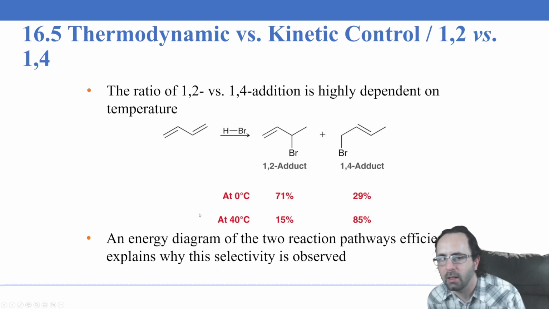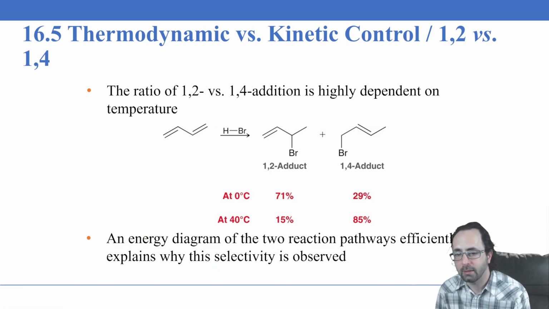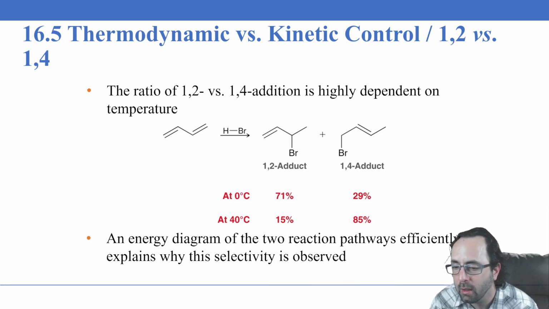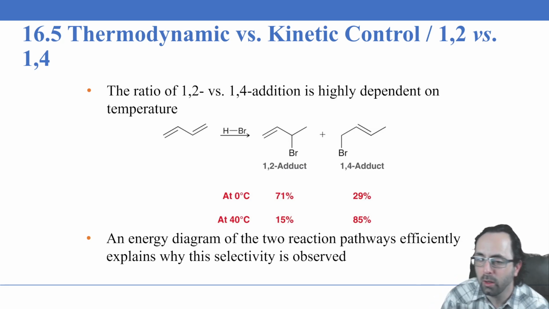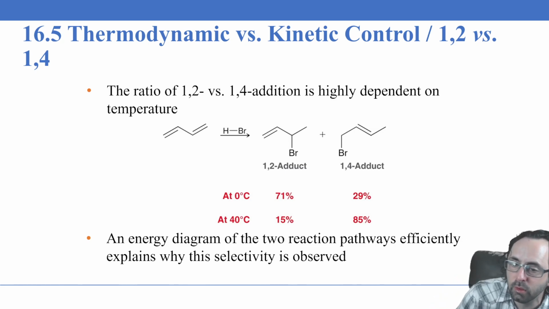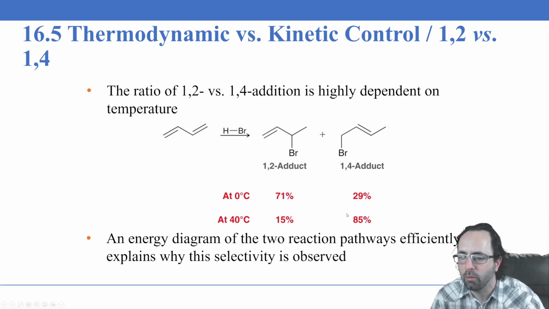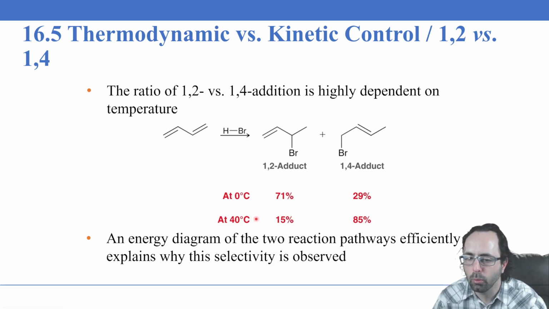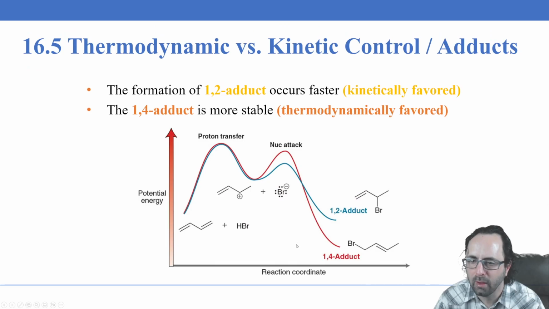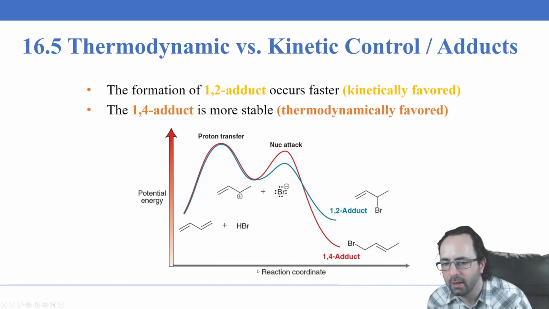Now, when it comes to deciding whether you're going to get the 1,2 or 1,4 adducts, this is going to be a competition between thermodynamics and kinetics. So we're going to take a look at the energy diagram here, but just to look at the results, when the reaction is done at a colder temperature, such as 0 degrees Celsius, you'll get more of the 1,2 adduct and less of the 1,4 adduct. However, if you raise the temperature to like 40 degrees Celsius, you'll then get more of the 1,4 adduct and less of the 1,2 adduct. And so let's analyze the diagram to explain why that is.